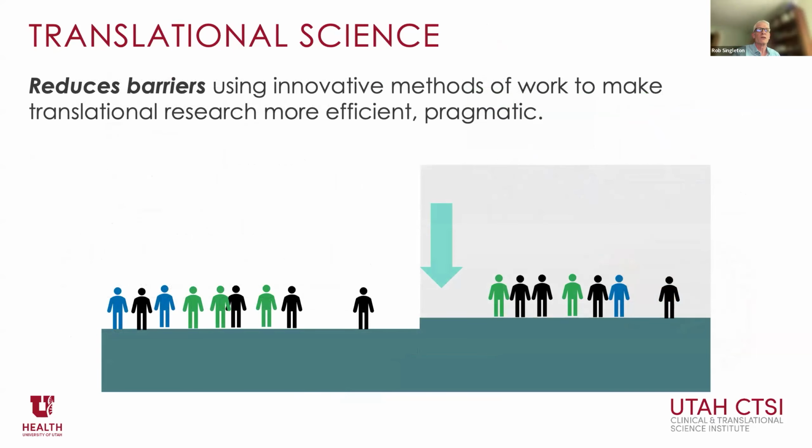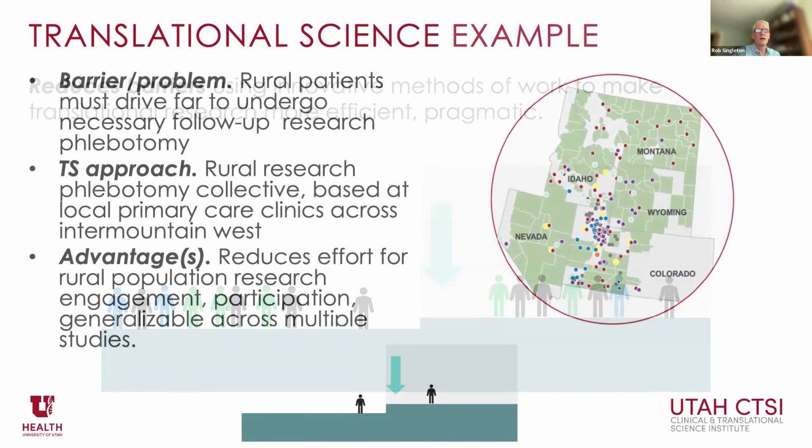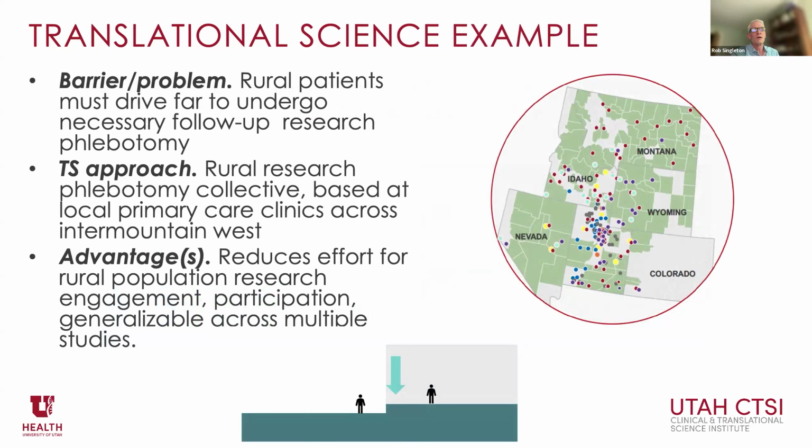So, yet another way to think about translational science is that it reduces the friction, reduces the barriers through more efficient or more pragmatic means. And this allows translational science to encompass some very simple pragmatic concepts. Here's one. We know that rural patients participate in clinical trials at a rate a third of their urban counterparts. And that's mostly because of the inconvenience of traveling to in-person visits.